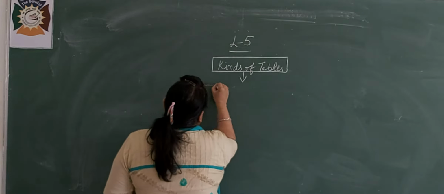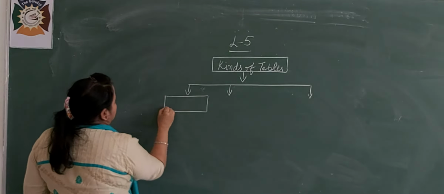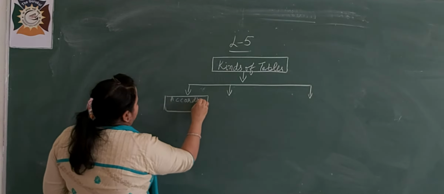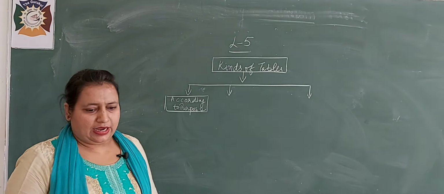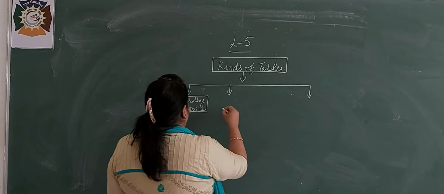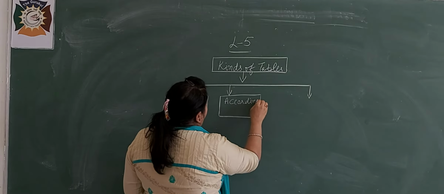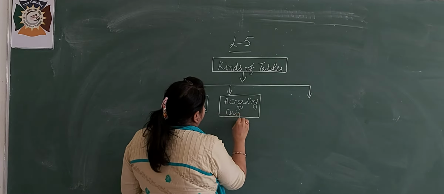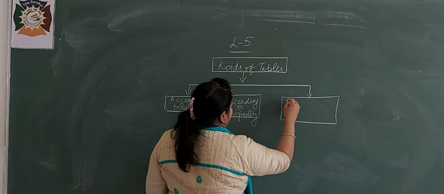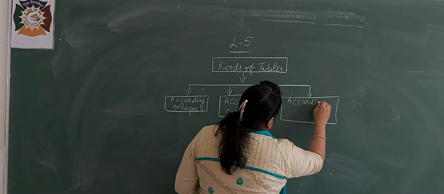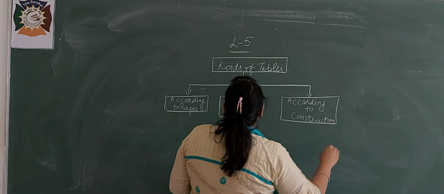Kinds of table. First is according to purpose. Second is according to originality, and third is according to construction. So we shall discuss these kinds of table.